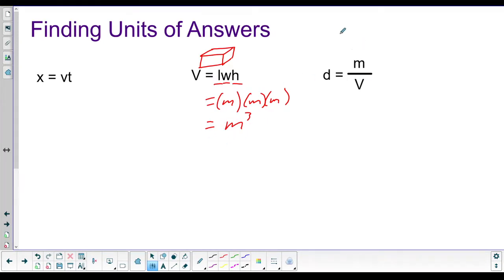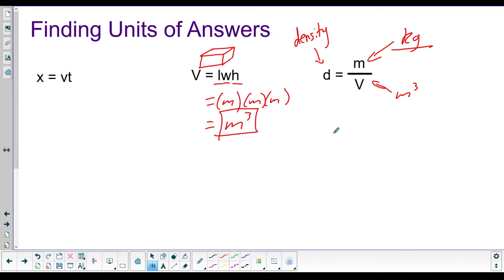All right. This is the equation for density. So the equation for density is mass divided by volume. So mass we measure in kilograms. Volume we measure in meters cubed. So the units for density, you just replace the variable with its unit. Density would be measured in kilograms over meters cubed. Cool.